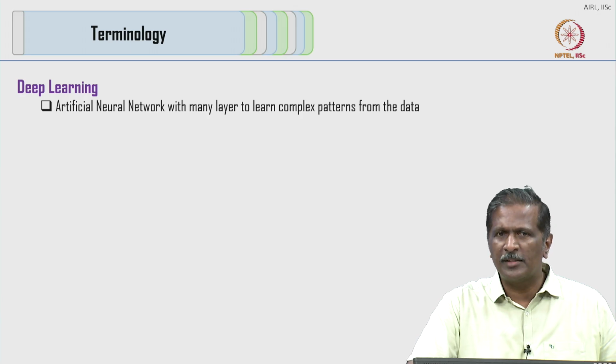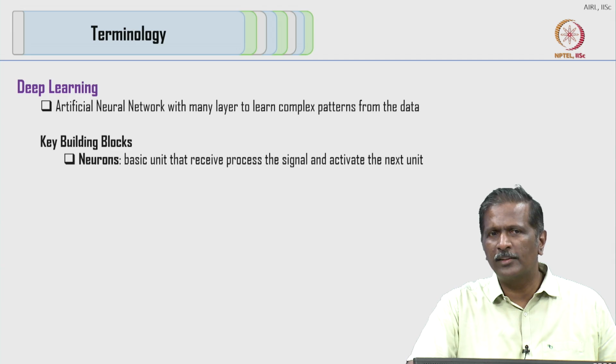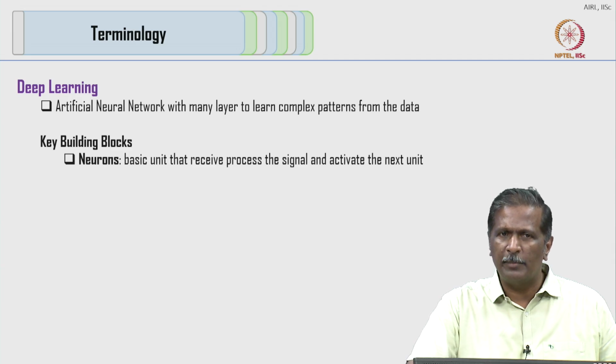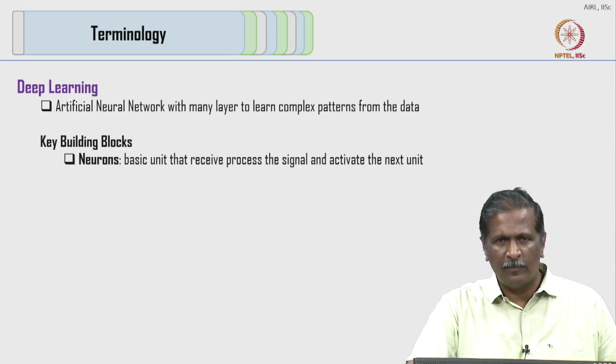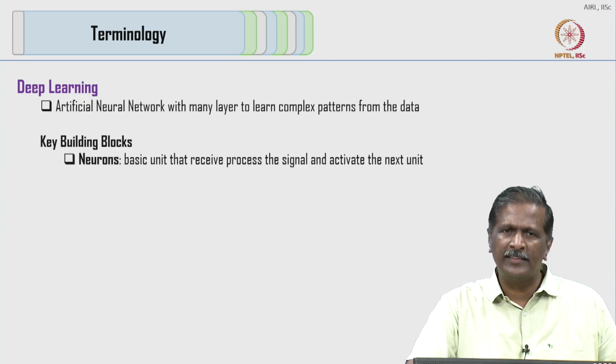Artificial neural networks have many layers, as I mentioned. It has building blocks. Building blocks come from the neuron. Neuron is a basic unit. In this particular module, we look at how we can model this neuron, how it processes the signal, how it activates the next neuron, and how we can modify these activation aspects of it, what the different types of activation are. All this we will discuss in this particular module.